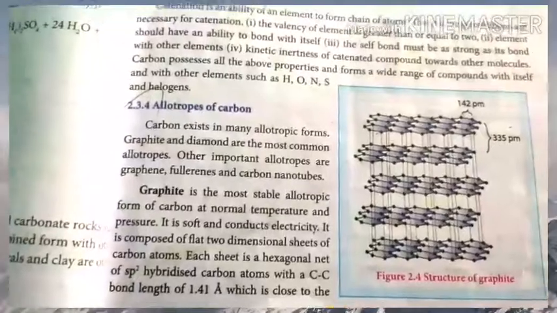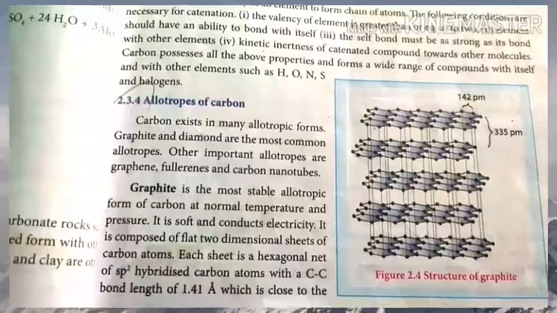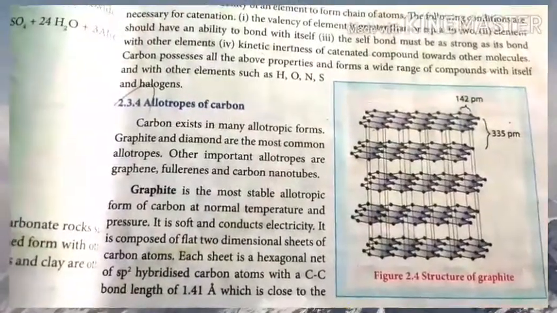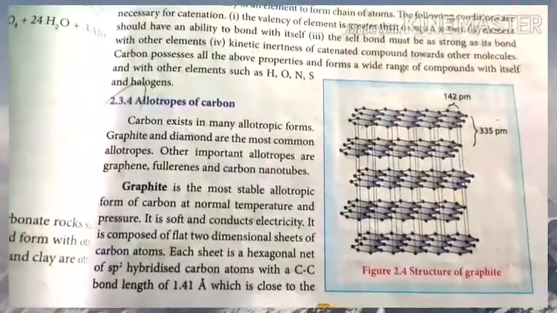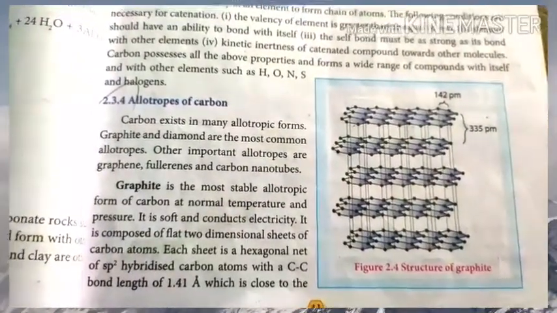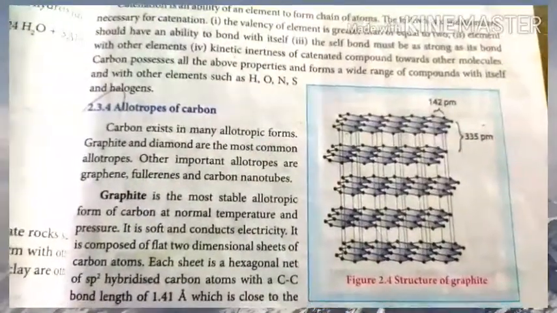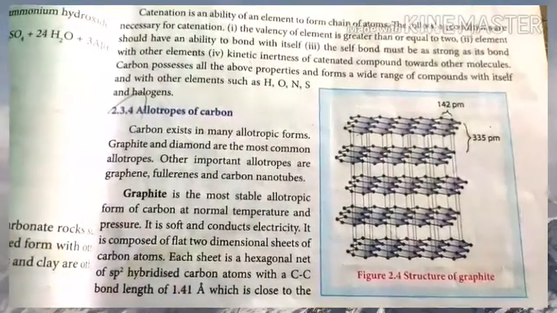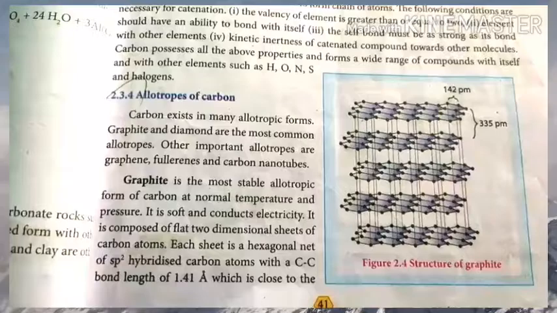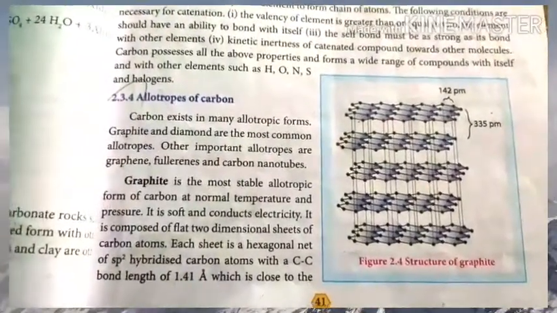Graphite: a well-known example is the graphite in pencils. The pencil nib is made up of graphite. Graphite is the most stable allotropic form of carbon at normal temperature and pressure. It is soft and conducts electricity. It's composed of flat two-dimensional sheets of carbon atoms. Each sheet has a hexagonal net of sp2 hybridized carbon atoms. sp2 means double bond character. The bond length is 1.41 angstrom, which is close to the C=C double bond.